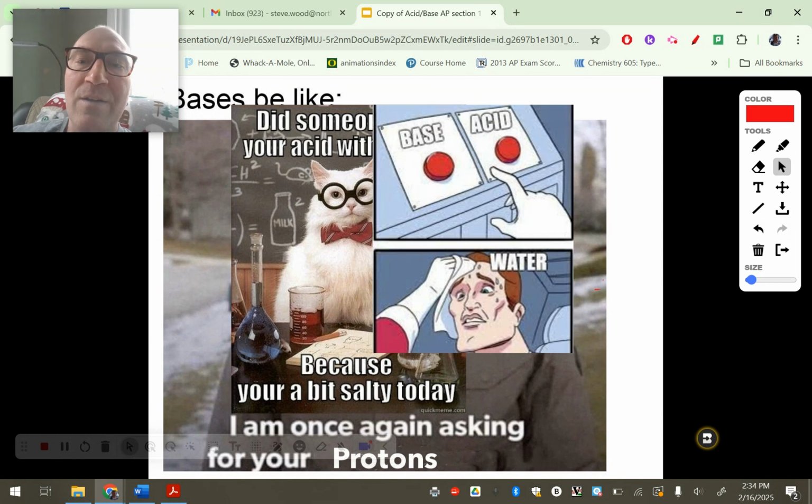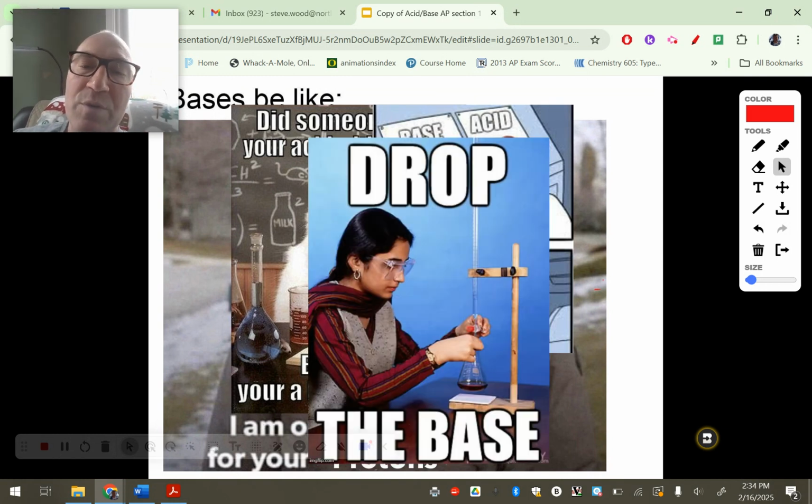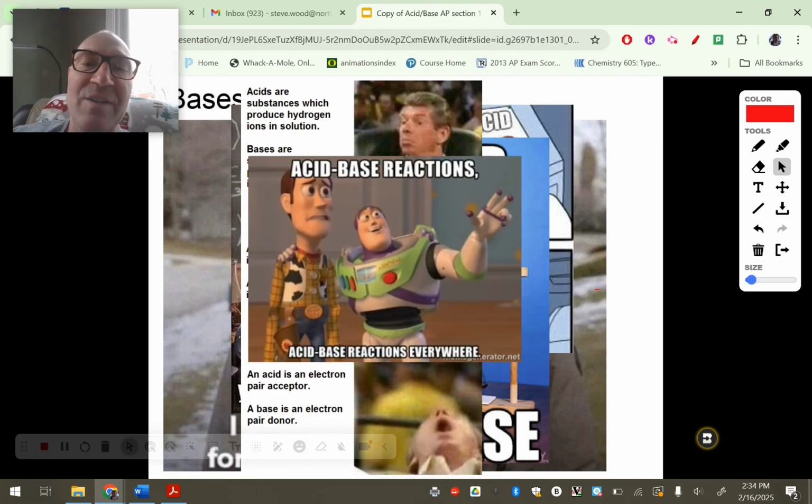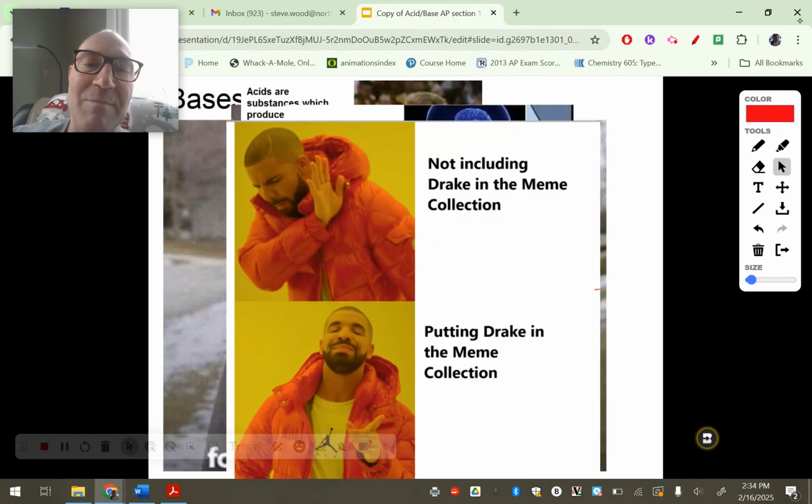Ha ha ha. If you add acid plus base, you get water. And of course, we're going to drop the base when we titrate a little bit later. Acids are substances which produce hydrogen ions in solution. Bases produce hydroxide. Acids are hydrogen ion donors. Bases are hydrogen ion acceptors. An acid is an electron pair acceptor and a base, this is called the Lewis acid. This is beyond you. All right, I'm going to stop.